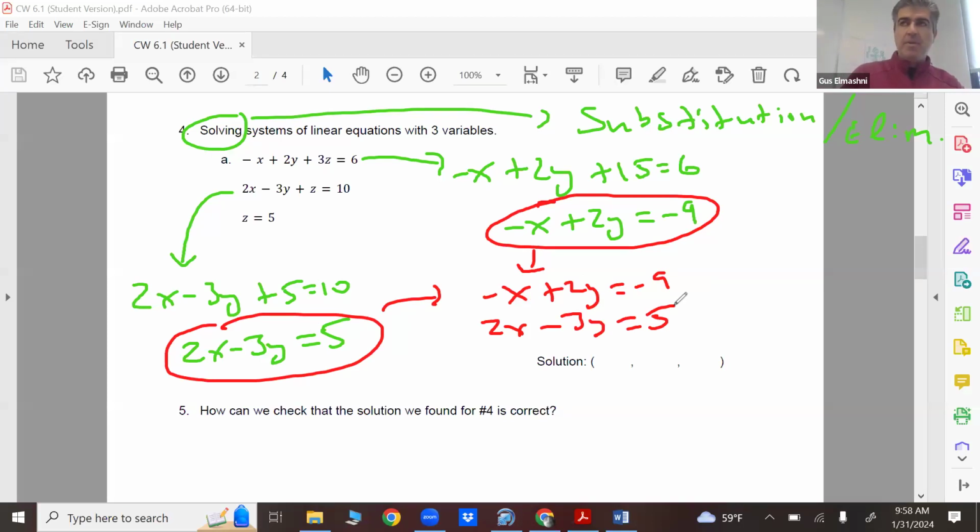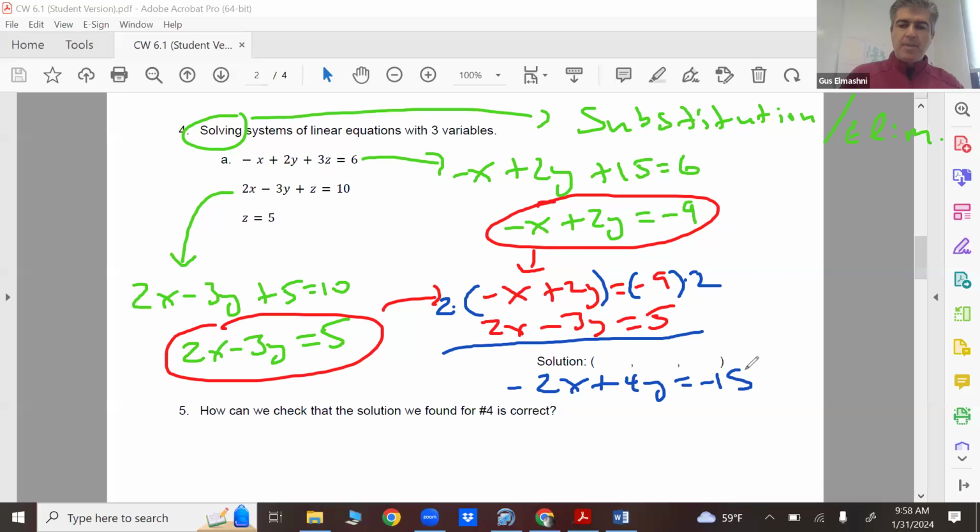What technique do you guys want? You could do a few ways. You want to substitute? You can. You guys want to eliminate? What if I did elimination? How would that look? You guys remember this? Right? So what happens? I get negative 2x plus 4y equals negative 18. 2x minus 3y equals 5. Add them up. Y equals negative 13.